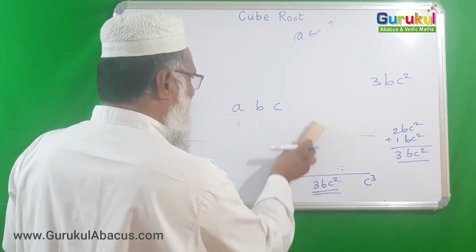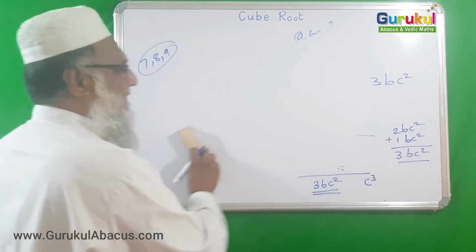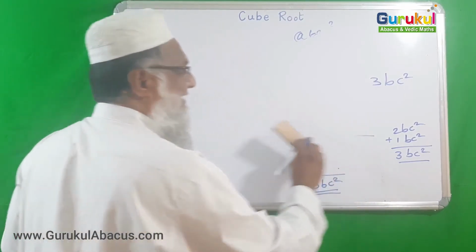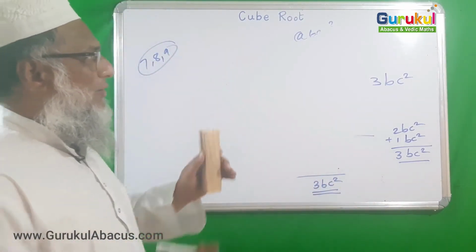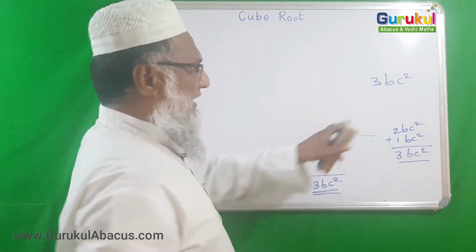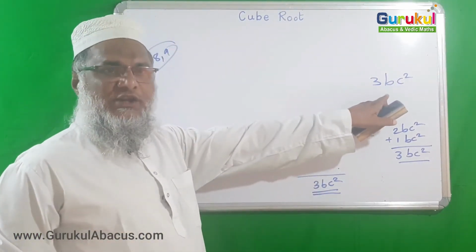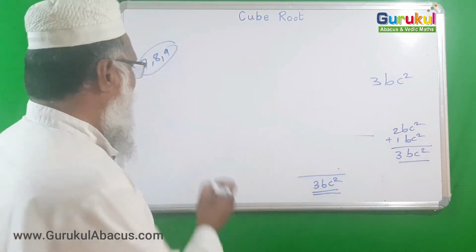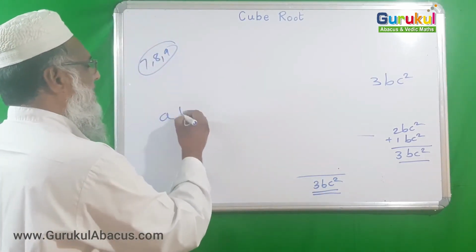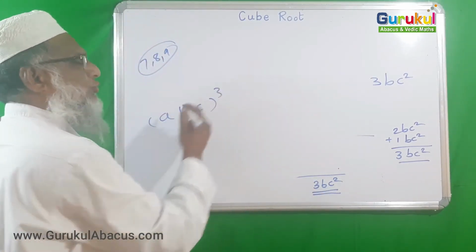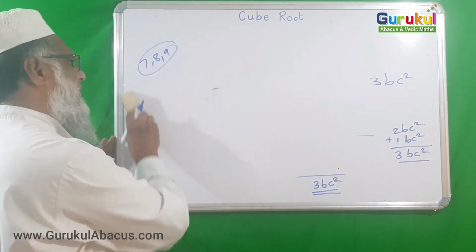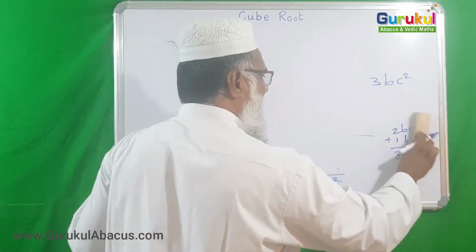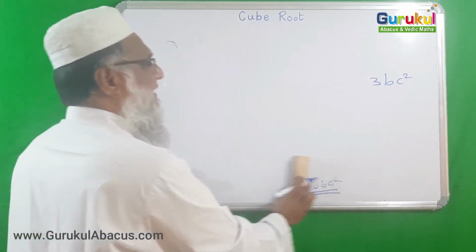My intention was to show how we have found 3b square, because to find the value of our middle digit, we are always using 3b square that we have found from the expansion of ABC cube, that you should know. Okay, so now we are continuing all our examples.